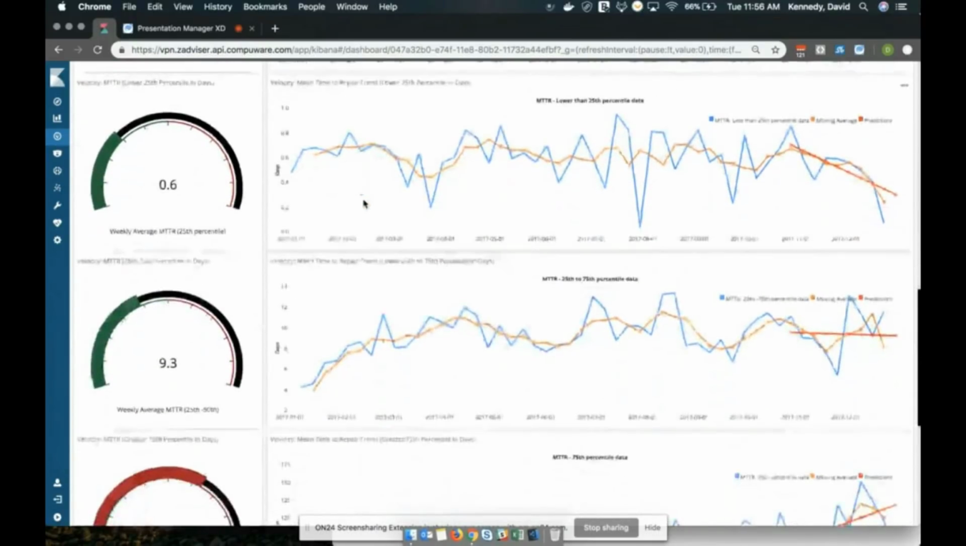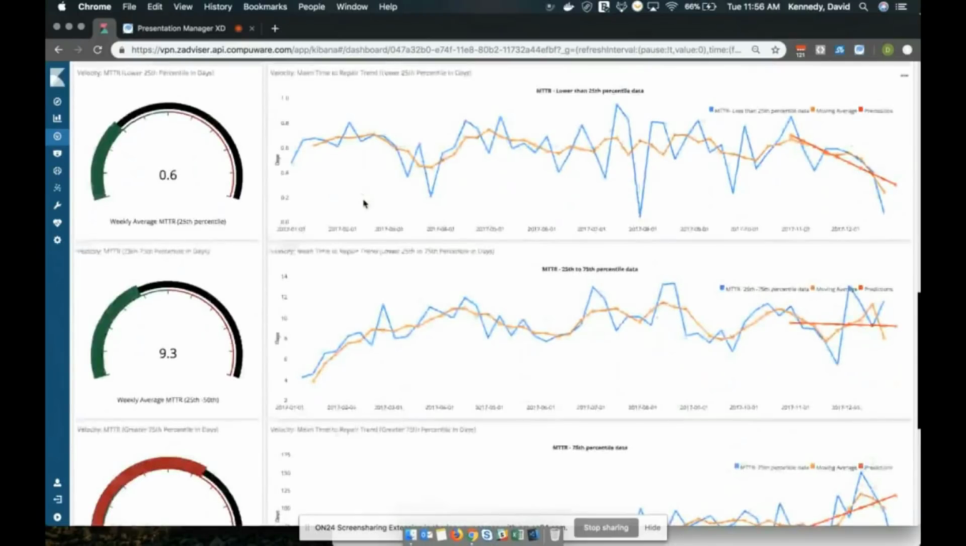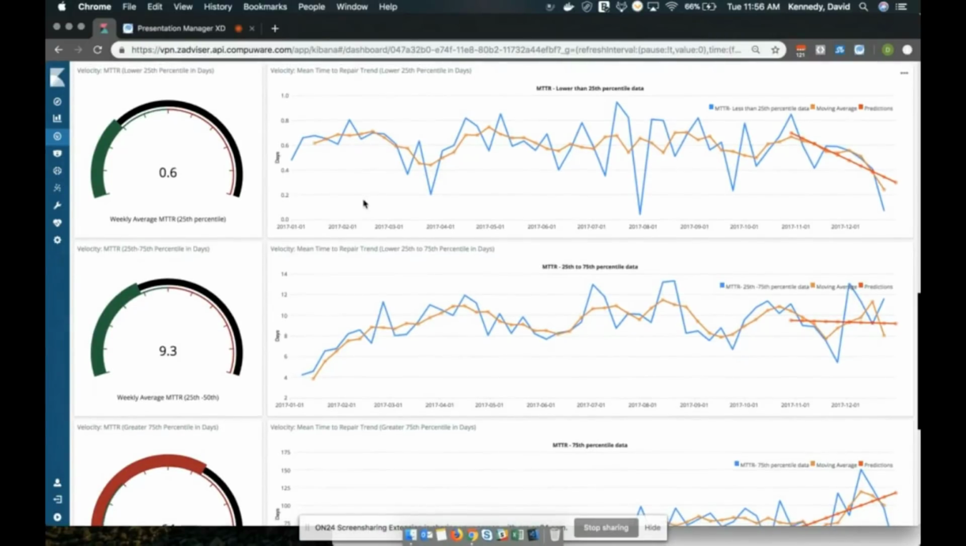As we move down, there are additional components of velocity, and in this view, what we're looking at is the mean time to resolution. So we're looking at a bug when it comes into the development organization. How long does it take for us to resolve that issue? When we initially put these together, we had them all in one chart, and it was very difficult to discern simple bugs versus complex bugs.